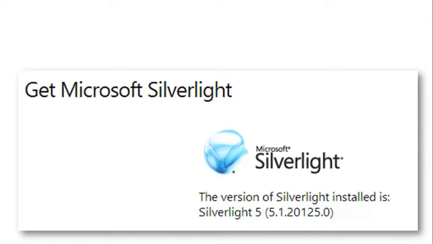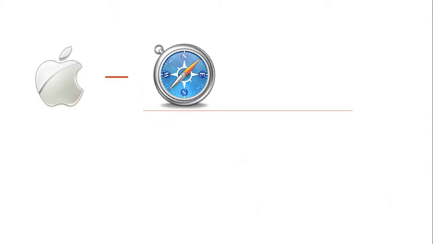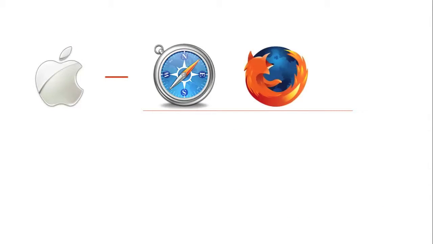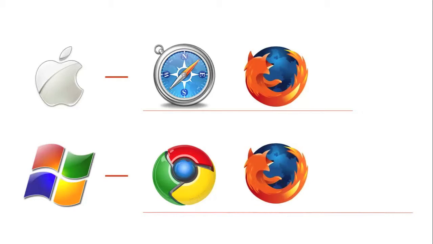For those who do not have it already installed, installing Microsoft Silverlight is easy. Just download the file and run the installation wizard. Mac users can try using Safari or Firefox. PC users can try Chrome, Internet Explorer, or Firefox.